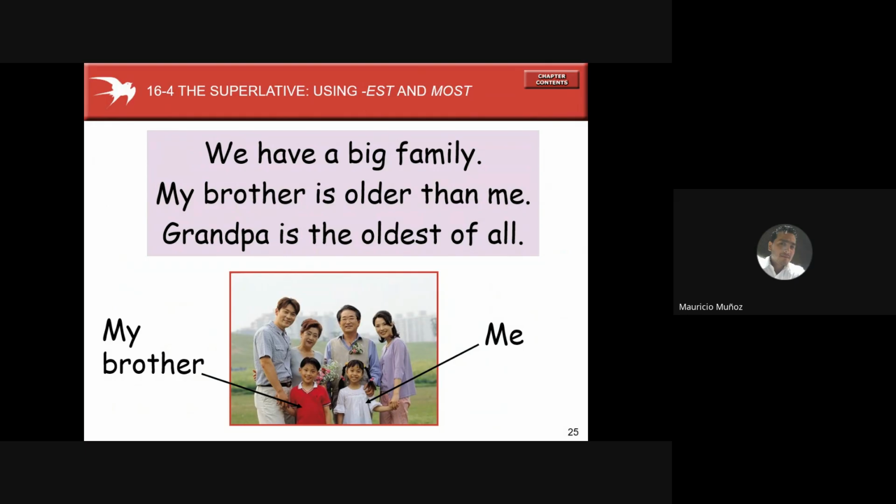Okay, now again, we have the picture of the family. In this picture, we can see three different degrees. The adjective has three different degrees: positive degree, comparative degree, and superlative degree. So let me read. One, we have a big family. Two, my brother is older than me. Three, grandpa is the oldest of all. Okay, good job. I'm going to stop for a while. Let's give a minute. They're going to share the activity number 3 for you.